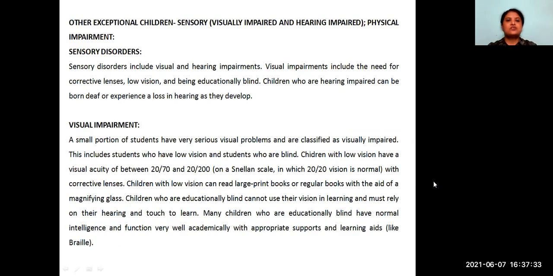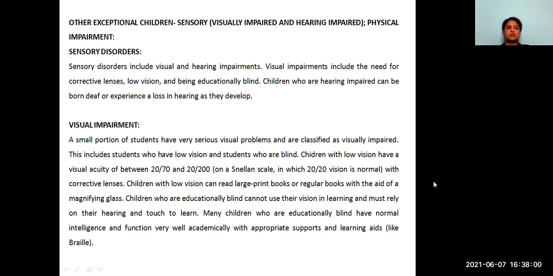When we talk in terms of other exceptional children, that is sensory, visually and hearing impaired, and physical impairment. What are these sensory disorders? Sensory disorders include both visual and hearing impairment. Visual impairment includes need for corrective lenses, low vision, and being educationally blind. And children who are hearing impaired can be born deaf or experience a loss in hearing as they develop.